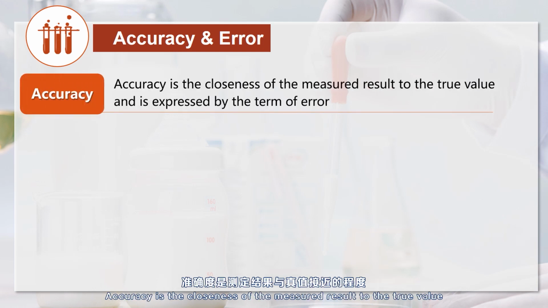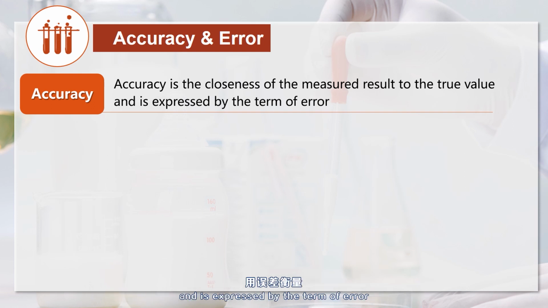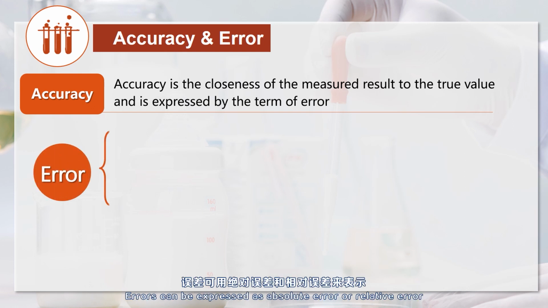Accuracy is the closeness of the measured results to the true value, and is expressed by the term of error. It shows the reliability of the measurement results. The smaller the error, the higher the accuracy of the analysis results. Errors can be expressed as absolute error or relative error.